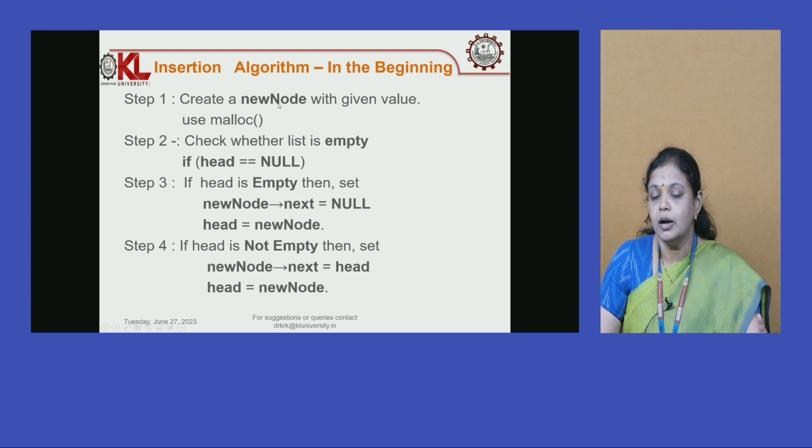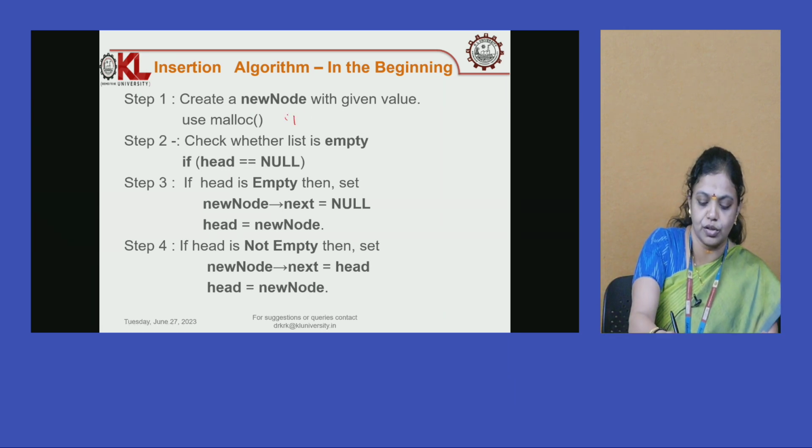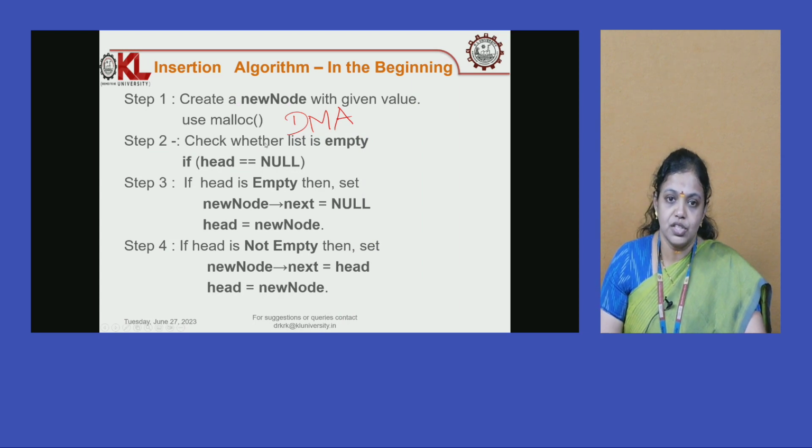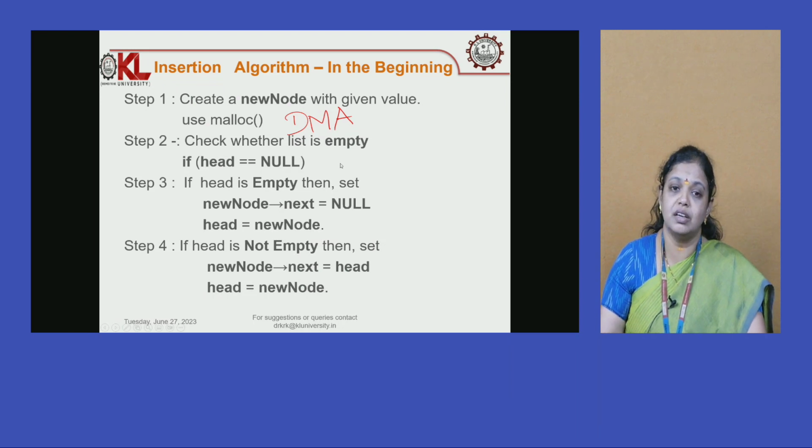So first, as I said, you have to create a new node with a given value, right? So create a new node, so you have to use a malloc function, the dynamic memory allocation function. So use a malloc function and first create the node, okay, and then check whether the list is empty. How will we know whether the list is empty? If head is equal to null.